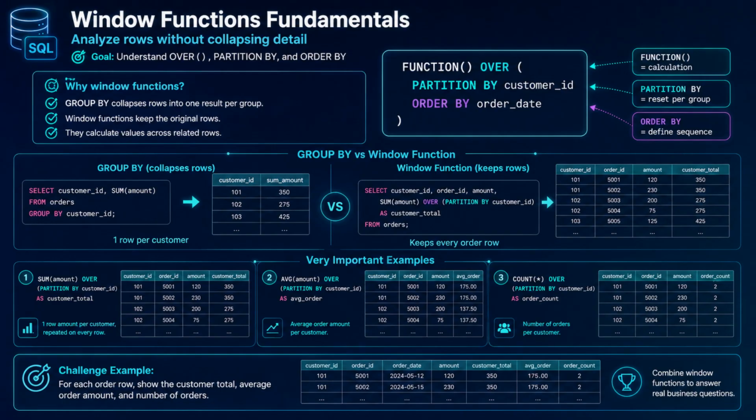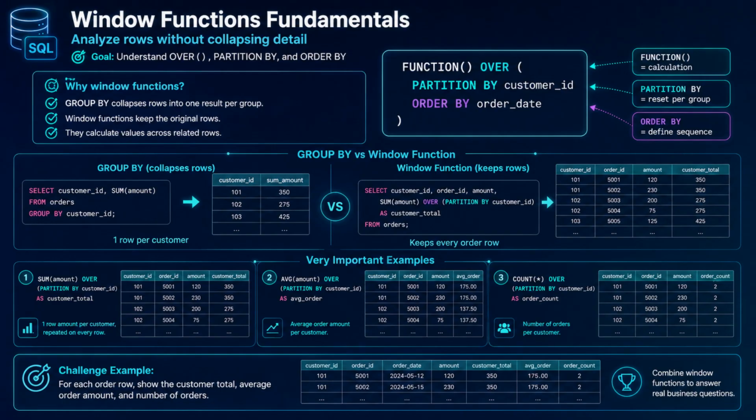Partition by defines the group where the calculation resets. For example, partition by customer ID means calculate separately for each customer. Order by defines the sequence of rows. This is very important when you need ranking, running totals, or comparing previous rows. Look at the comparison. Group by collapses data into one row per customer.